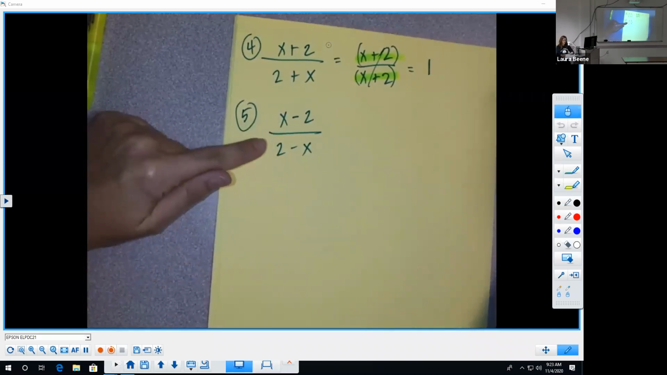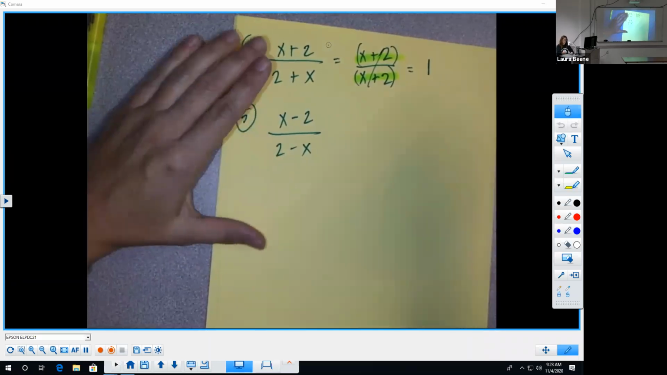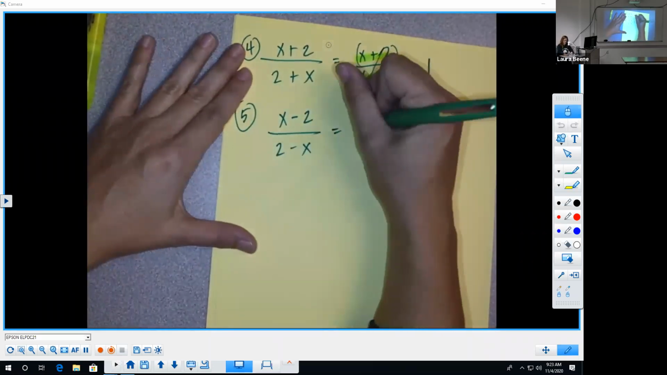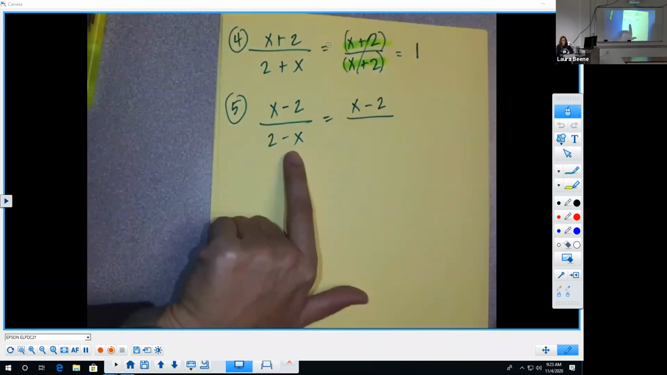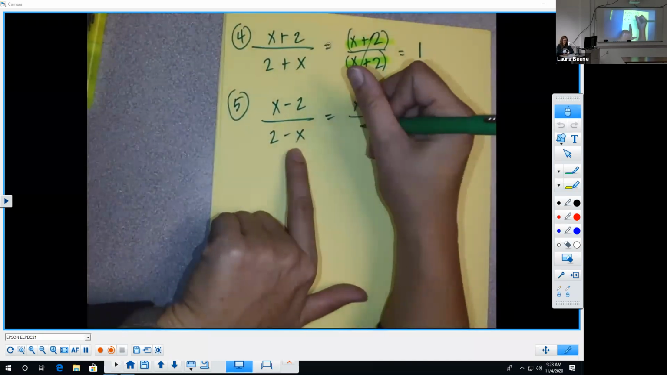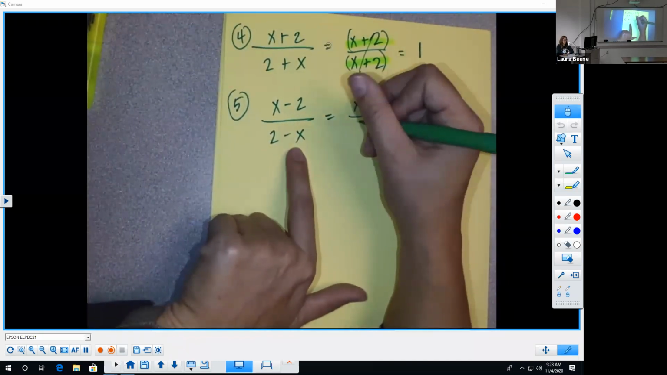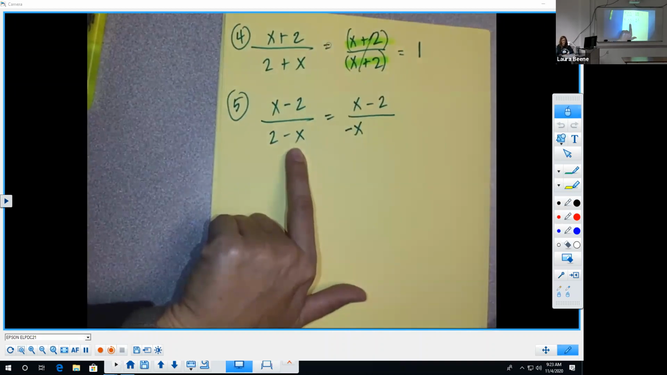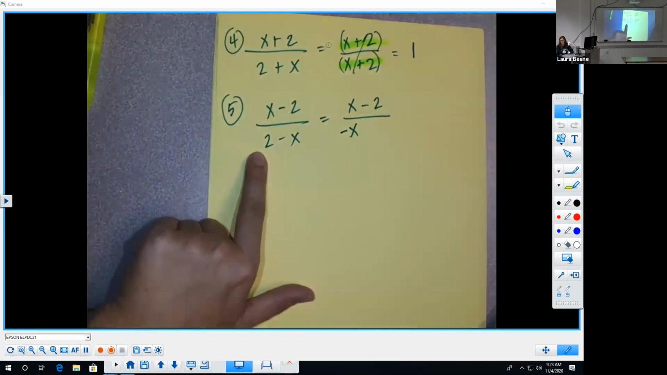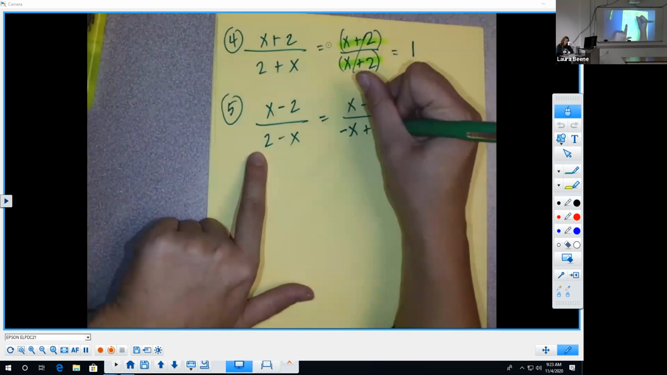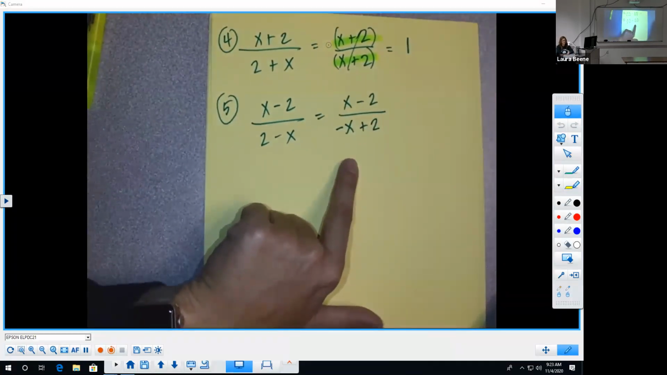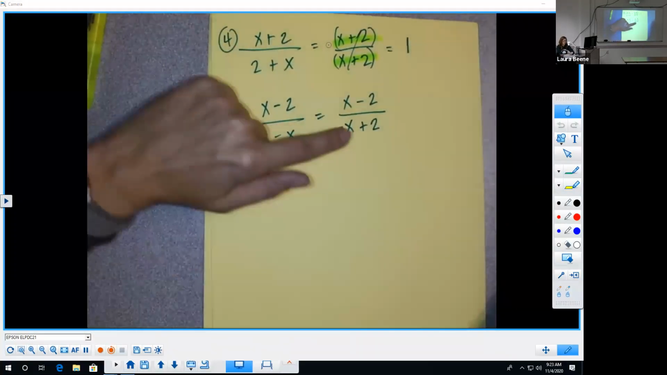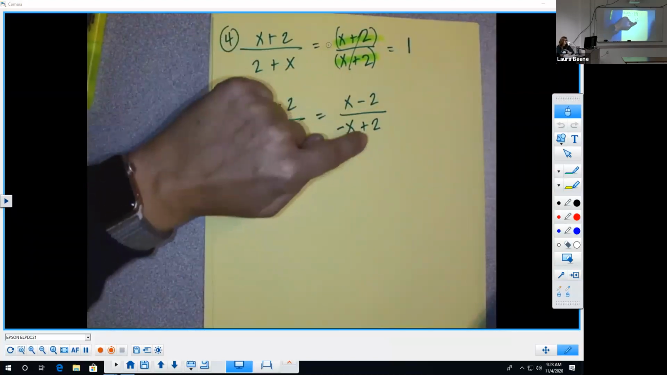So the idea here is I can still kind of cancel these out. I'm going to rewrite the bottom. I'm going to keep the top as x minus 2. On bottom, I want to put the x part first. Is x positive or negative? It says minus x, so it's a negative x. So you put negative x first. Is 2 positive or negative? Positive, so you put plus 2. So now they almost look the same. What's the difference here? Just the signs, right? This x is positive, this is negative, this is a negative 2, this is positive 2.